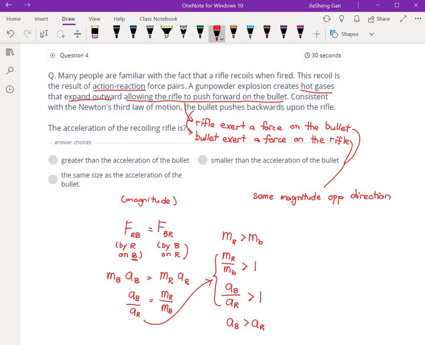So they ask for the acceleration of the recoiling rifle. The acceleration of the recoiling rifle will be smaller than the acceleration of the bullet, and this corresponds to this option. The acceleration of the rifle is smaller than the acceleration of the bullet.